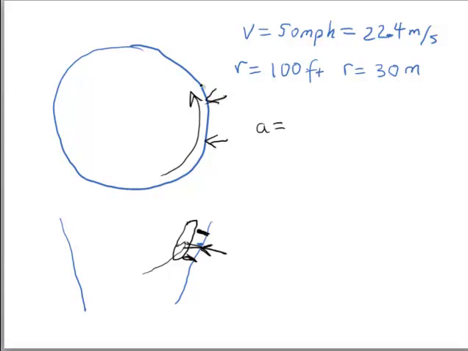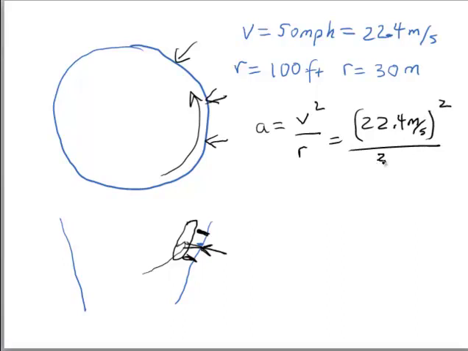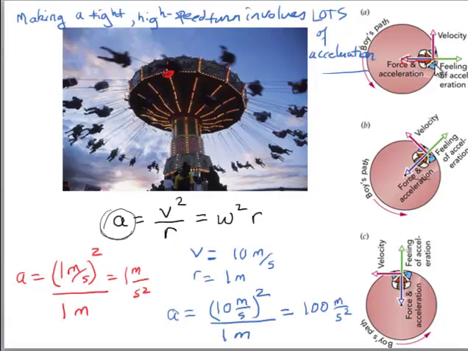So it's experiencing a constant acceleration, and that's going to be v squared over r, which is 22.4 meters per second squared over 30, something like that. So when you calculate all that out, the acceleration is around 16.7 meters per second squared, pushing in. So that's the feeling of acceleration that the car experiences.